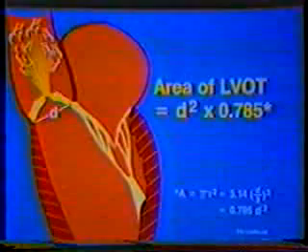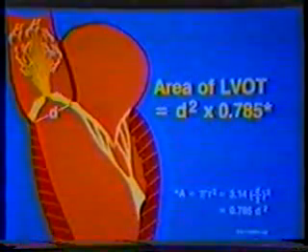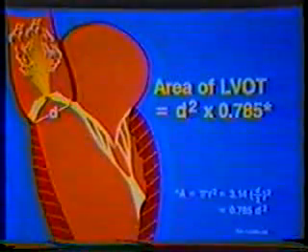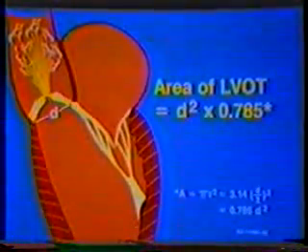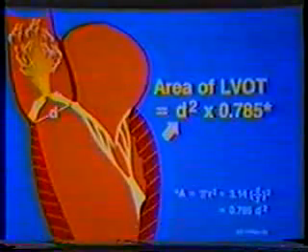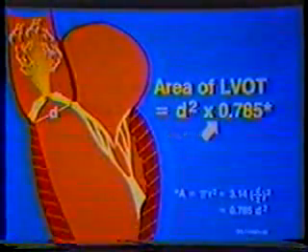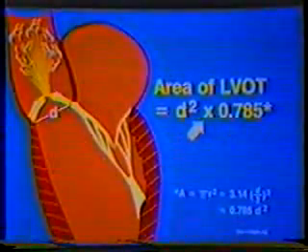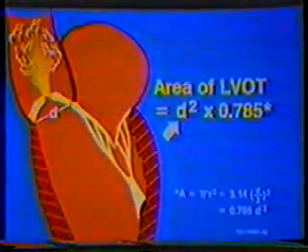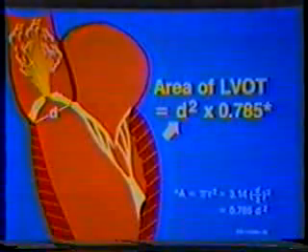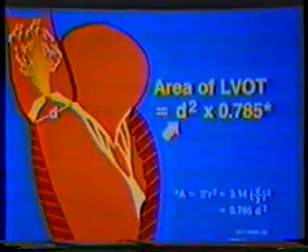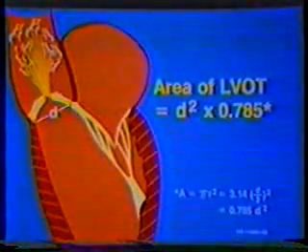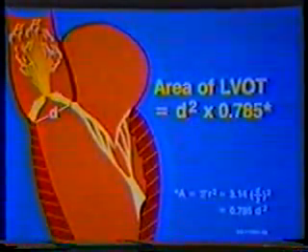The diameter of the left ventricular outflow tract is used to calculate the cross-sectional area of the outflow tract. The area is obtained by squaring the diameter and multiplying by 0.785. Since the diameter is squared in this calculation, any error that is made in measuring the diameter will be magnified. Therefore, it is critical that the measurement calipers are precisely positioned.